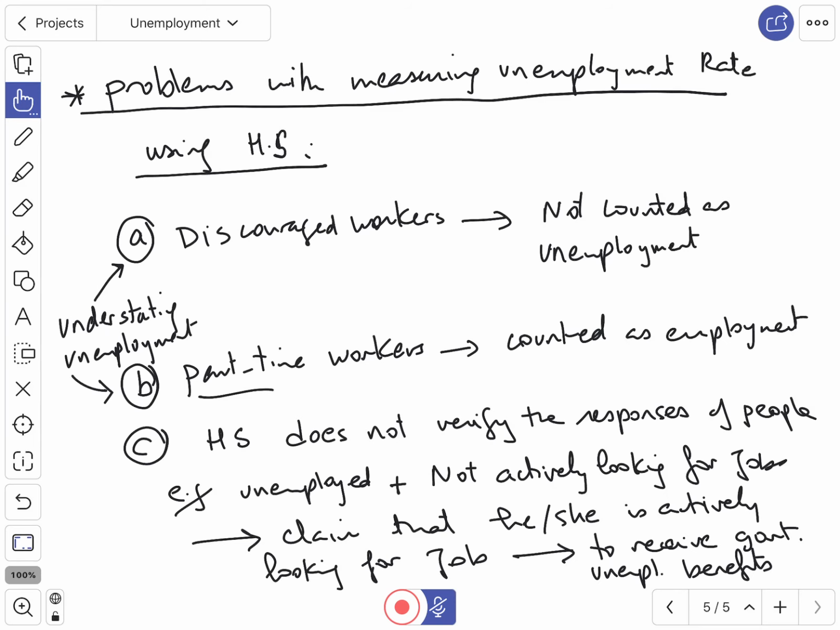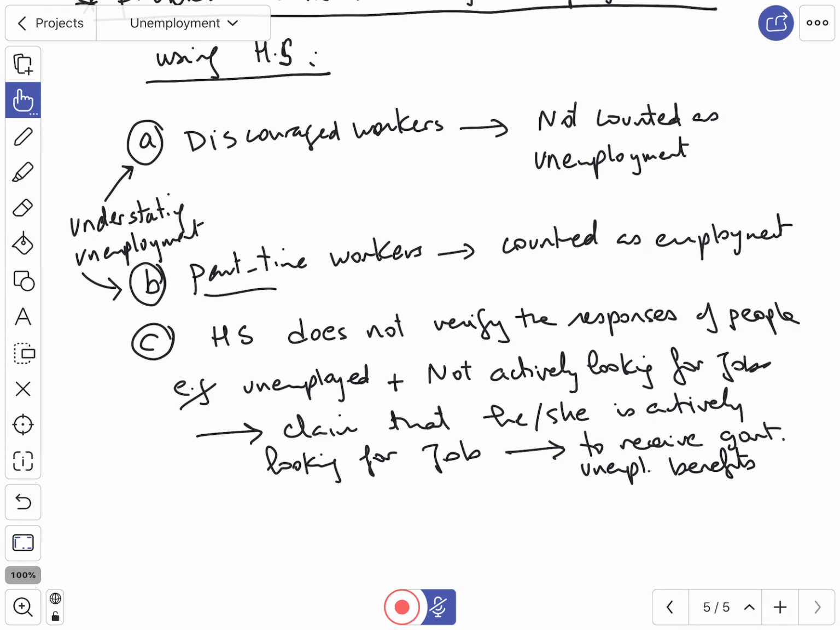Also, there is another problem, which is number D. There are some people who are working, just the opposite, but they claim they are not working.